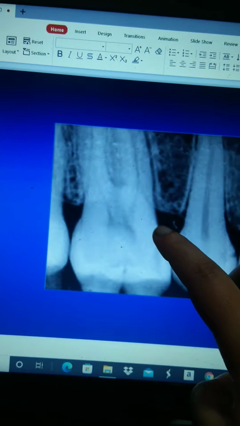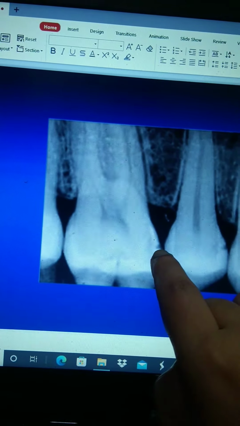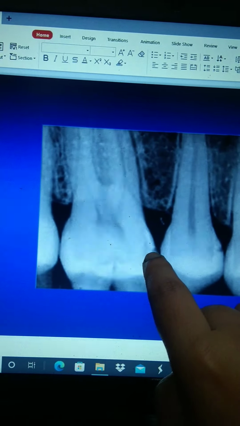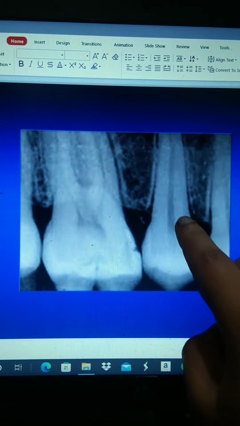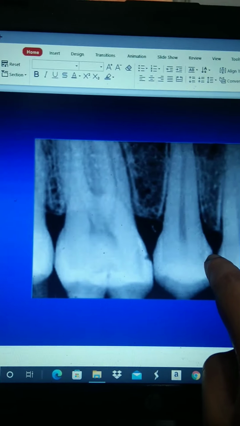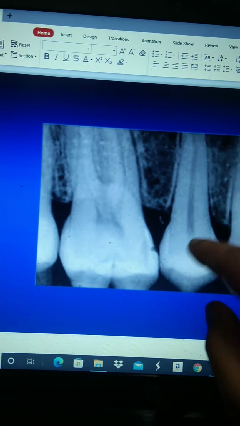This is a tooth lining. A break in a tooth lining, a black spot, that is your cavity. Now similarly, if you look over this tooth, the break in the tooth line, that is your cavity. A cavity means an empty space in the tooth.